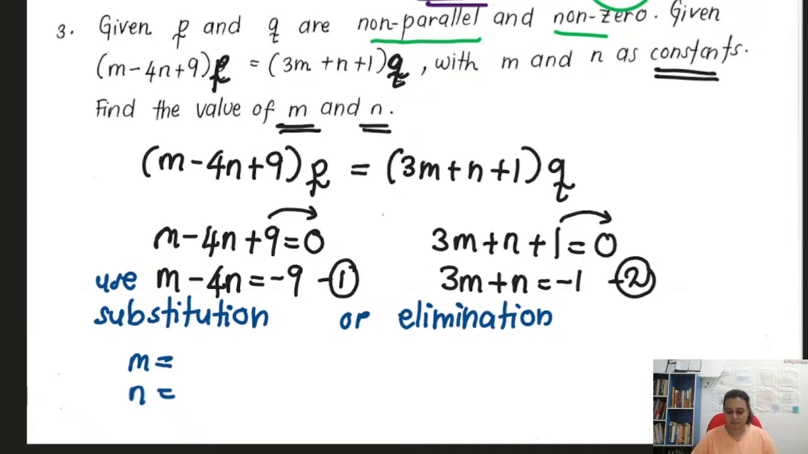Already 1 minute. Sudah 1 minit. Ada siapa-siapa dah dapat jawapan? Anyone got your answer? Atau tak dapat? Okay. M is negative 1, N is 2. Okay, correct Hui, your answer betul. Negative 1 and 2. Okay, everyone else got or not?